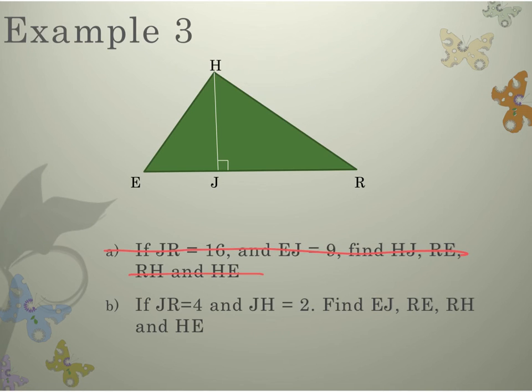Let's try this one now. Let me label my given. They're giving me JR is 4 and JH, which is the altitude this time, is 2. And now I need to find all the missing pieces.